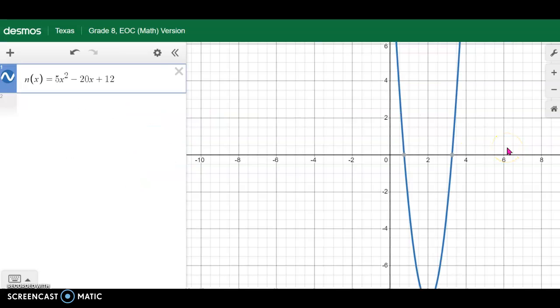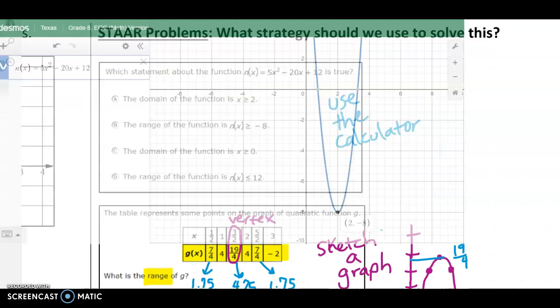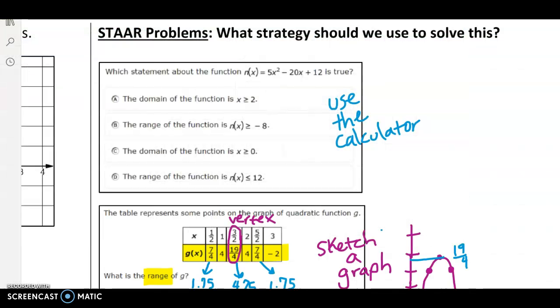Hey there guys, the first STAR question, remember you're given an equation, put it in Desmos, and you can see what the graph looks like. The domain of an equation is always all real numbers, so keep that in mind. But what is our range here? The lowest our graph goes on the y's is -8. So our range is, our graph is above -8. So our y's all have to be -8 or higher. So our range is that our y values are greater than or equal to -8.